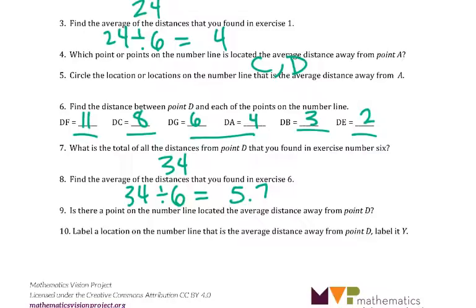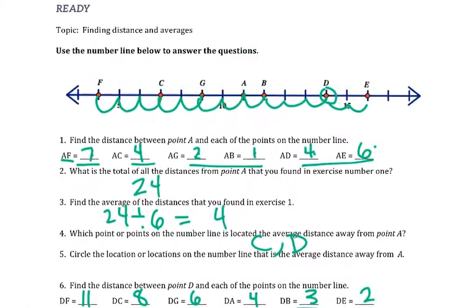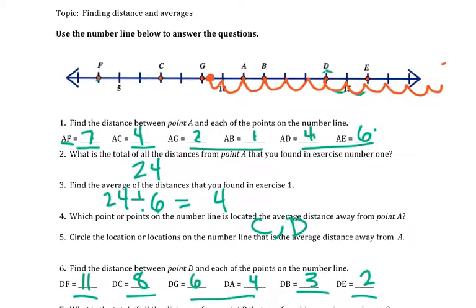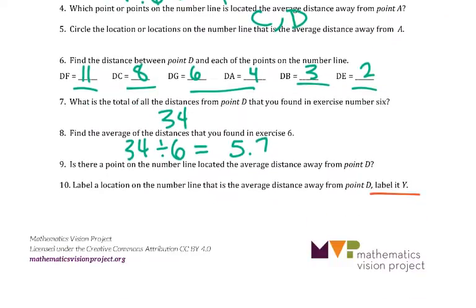All right, is there a point that distance away, 5.7? So from D to the right, 1, 2, 3, 4, 5.7. To the left, 1, 2, 3, 4, 5.7, about right there. G is close to it, but it's not. So label it Y. This one's off our number line, so we won't worry about it. So we'd label that one Y.